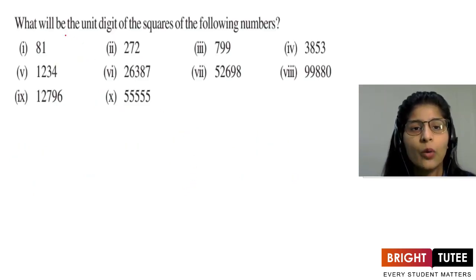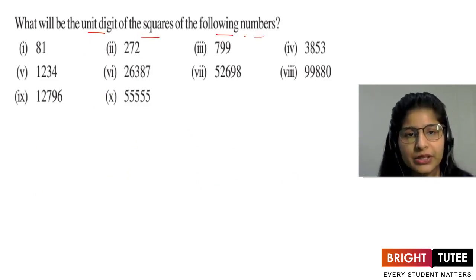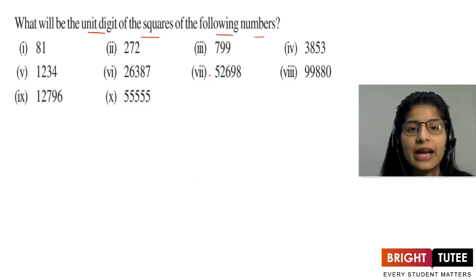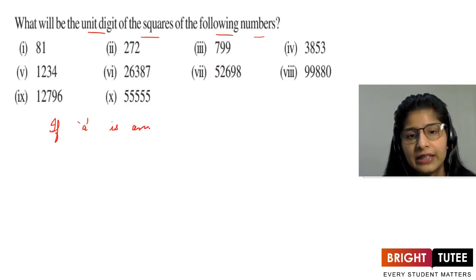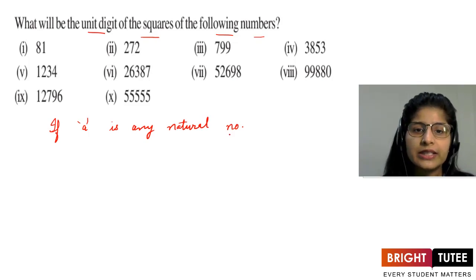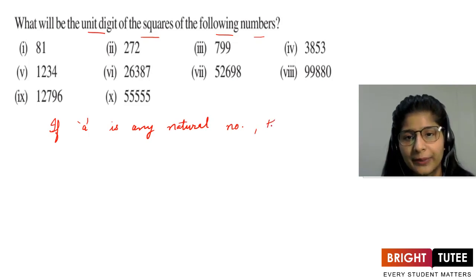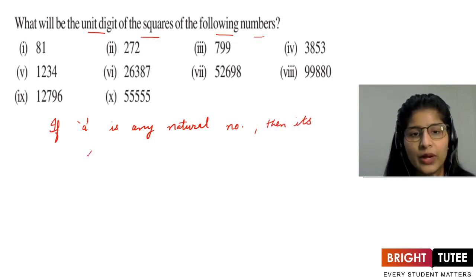It is asking what will be the unit digit of the squares of the following numbers. And the numbers are 81, 272, 799 like this. So we know how we find the unit digit in the square of any number. If a is any natural number, or we say including 0 also, I say whole number, right? Then its square.